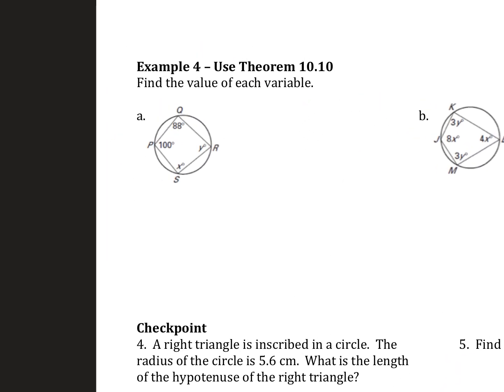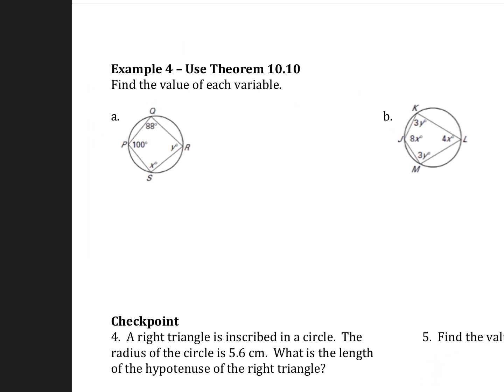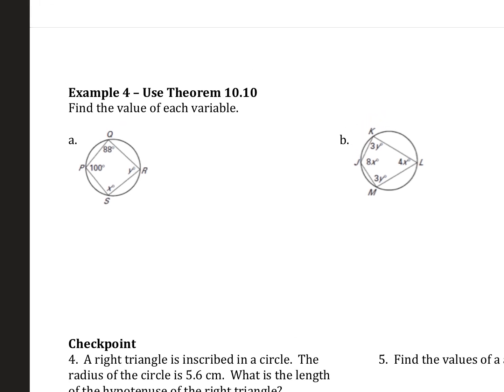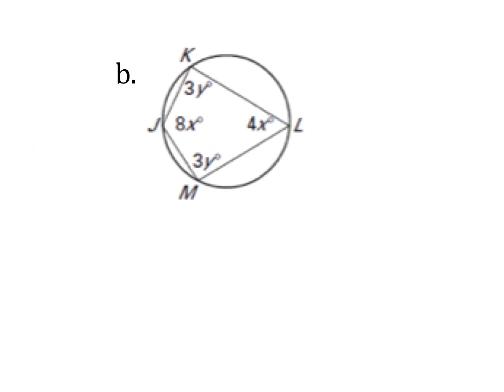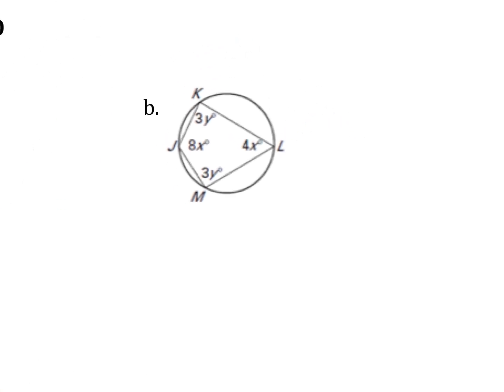All right, let's do an example here. We're going to do B. If you want to try these, you can give them a try. We're going to try B together first, okay? All right, so for B, this polygon is inscribed in the circle, which means it's on the circle. So we know opposite angles are not congruent, they're supplementary. So we know 8x plus 4x equals what? Equals 180. And we also know that 3y plus 3y equals 180. Why don't you guys go ahead and see if you can solve that from there.